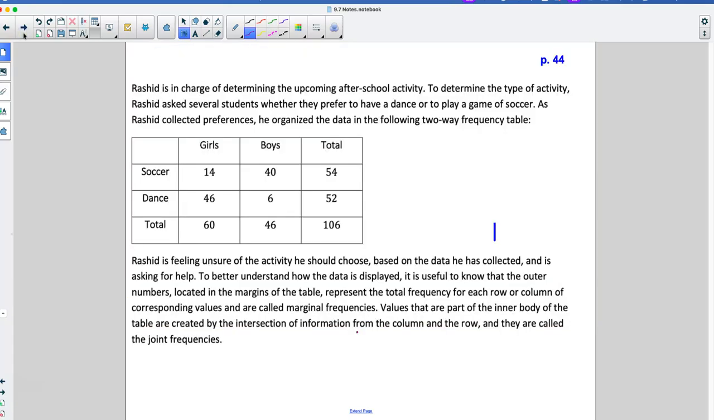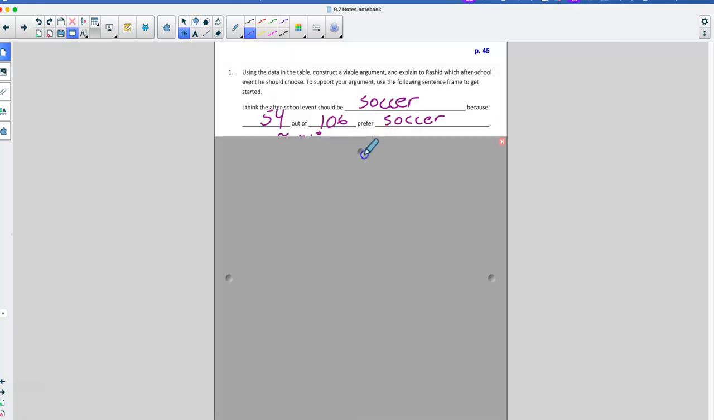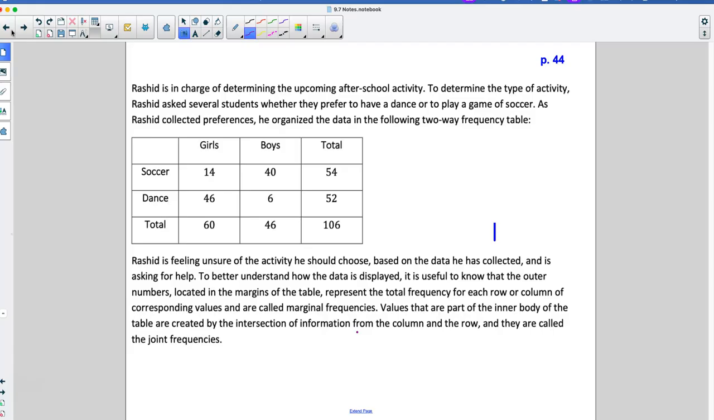When I take a look at the lesson here, we are cruising to page 44. Now I'm on page 45. I'm going to cover that up a little bit. So when I look at 45, I am looking at the table from the previous page. One observation I have about which event the student should choose to do is soccer, and I said that because of 54 out of 106. Going back to this table right here, 54 total individuals out of a total of 106 students wanted to play soccer. That is the bigger number. That is roughly 51%. So more people are going to be happy between both boys and girls.